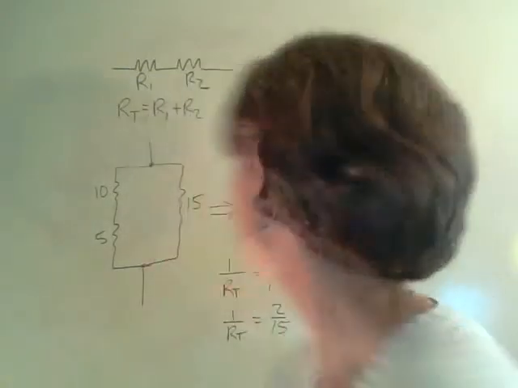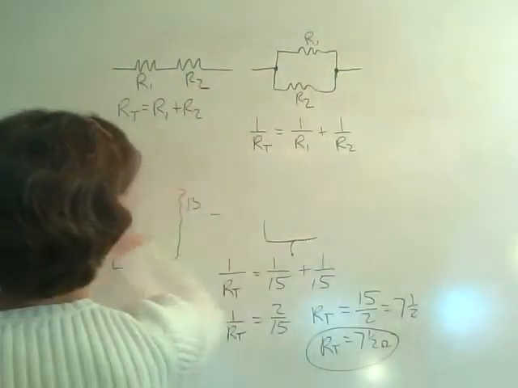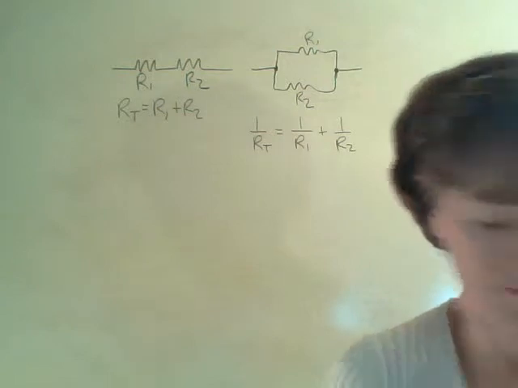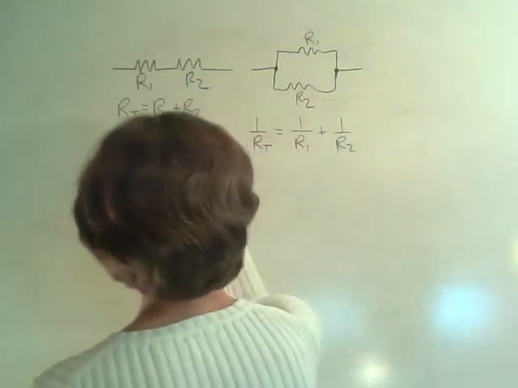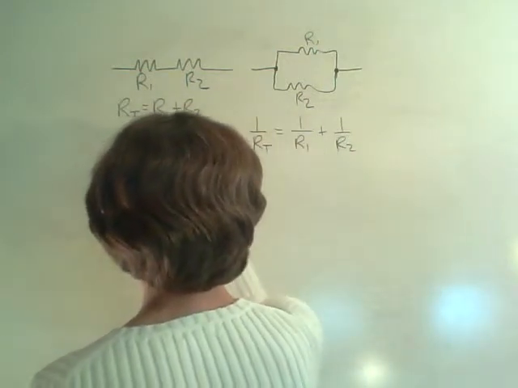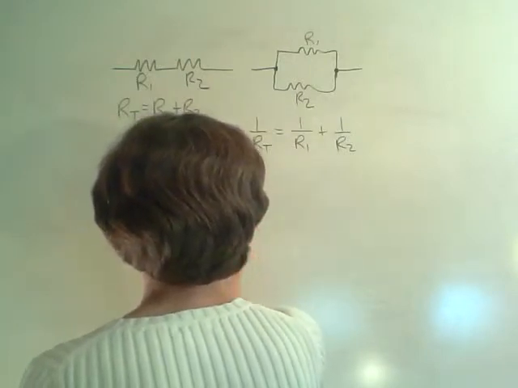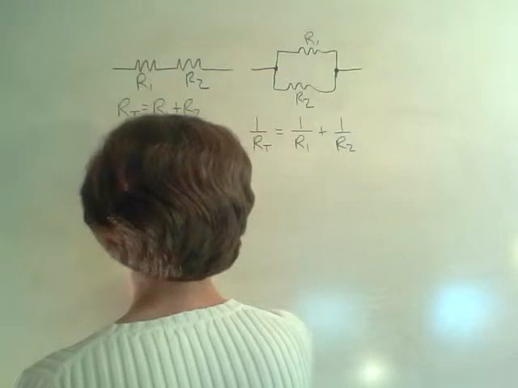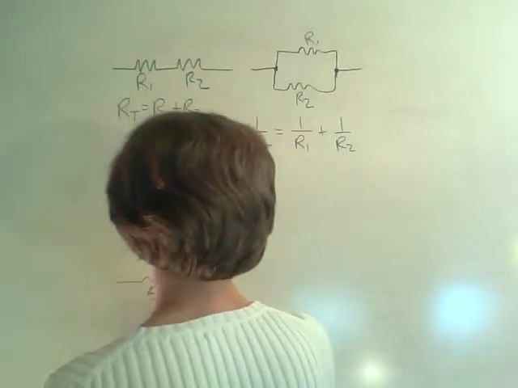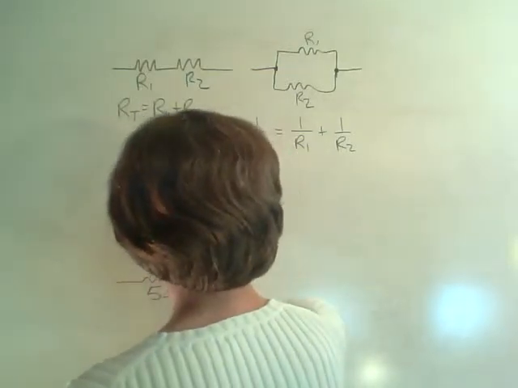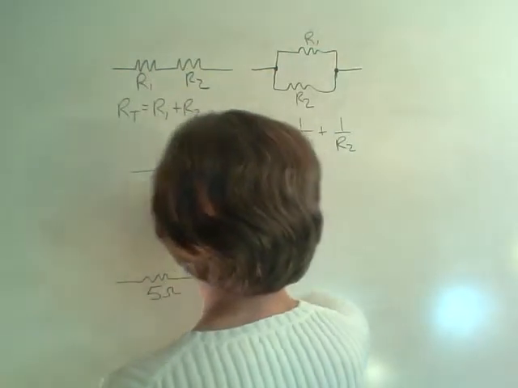Let's do one more. Okay. So let's say I have a circuit that looks like this. I come over. Let's say this time that's my 5. This is 10. This is 15. Okay.